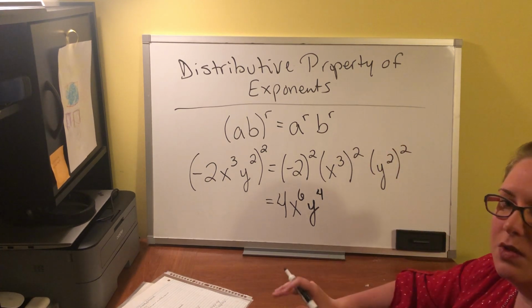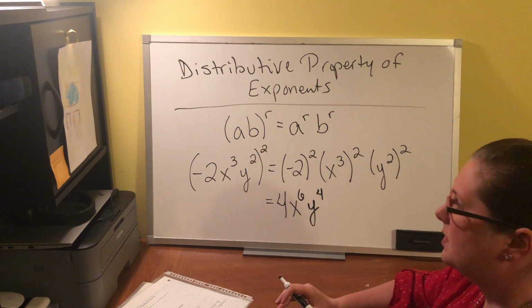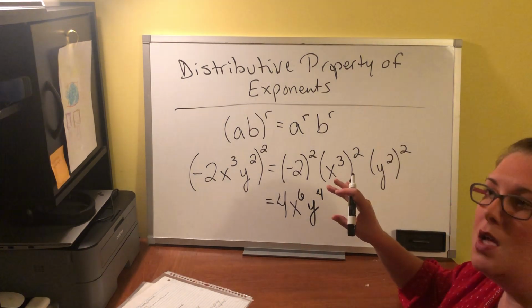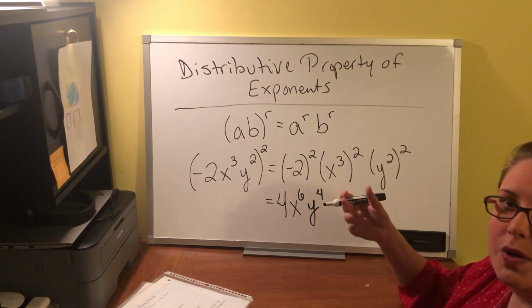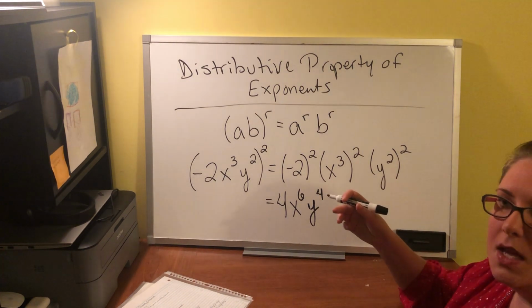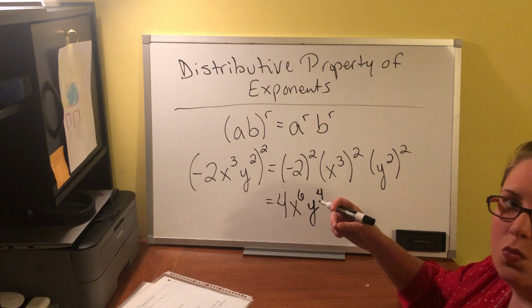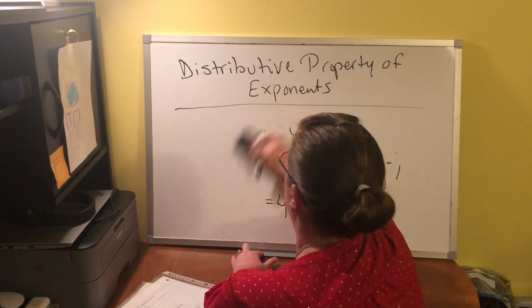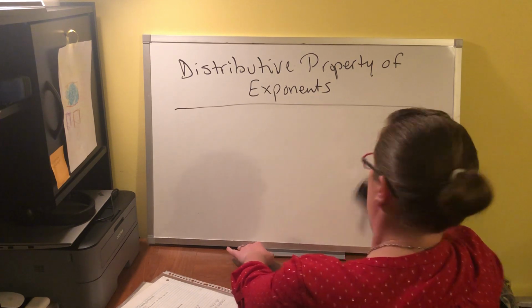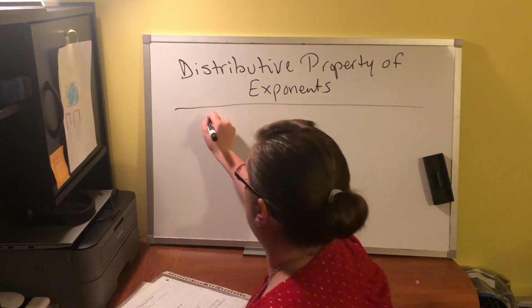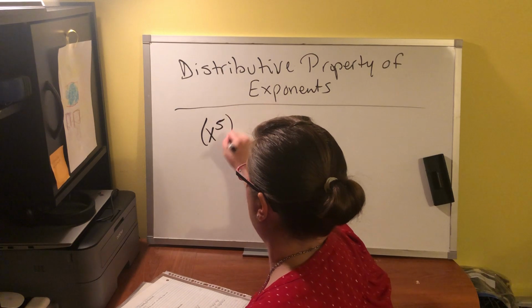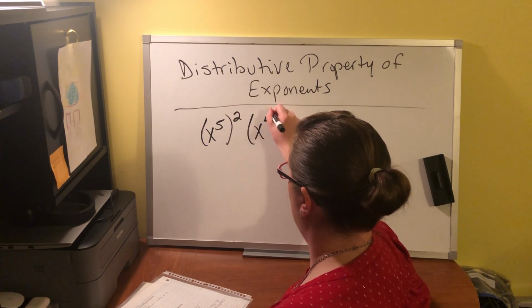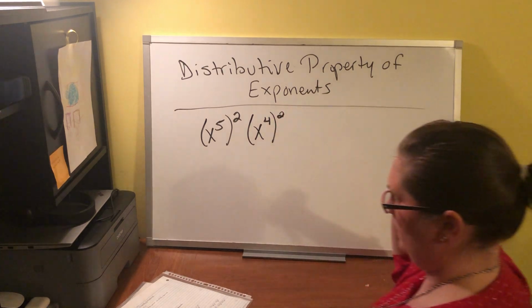So as we continue in this chapter, it's important that you study these, know the difference, have clear notes with the difference of these properties, because they're all going to be intertwined at some point or another, where you're going to have to implement multiple properties at once, okay? All right, let's do a couple more examples of this distributive property. Let's look at (x⁵)² times (x⁴)².